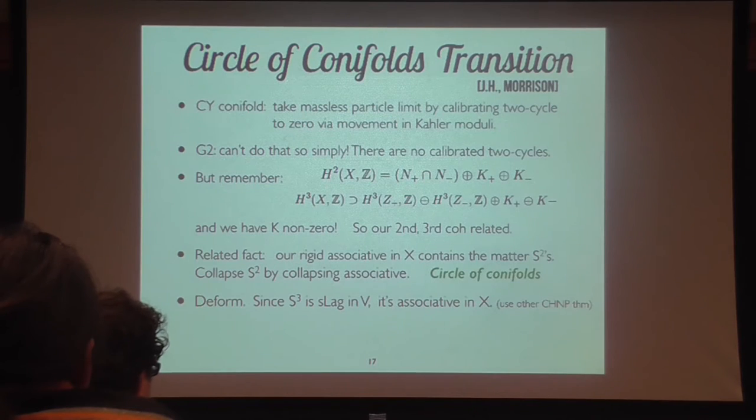So you're doing something very similar in the G2 manifold to what you would do in the Calabi-Yau case. Sorry, can you explain that again? What is a super-conifold transition?